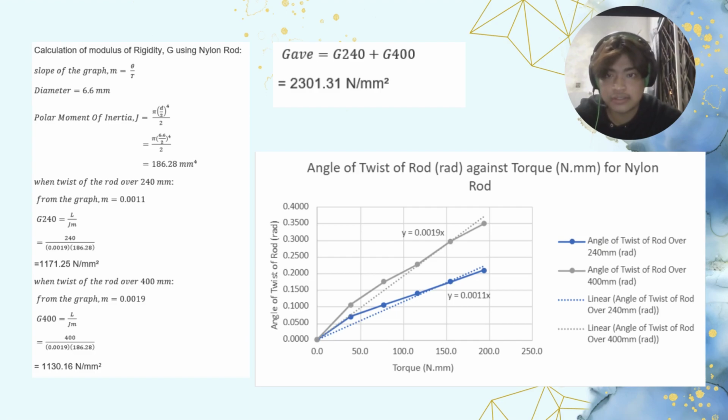So next, this is the calculation for nylon rod. The G average that we get is 2301.31 Newton per millimeter square. This is a graph of angle of twist of rod against torque for nylon rod.